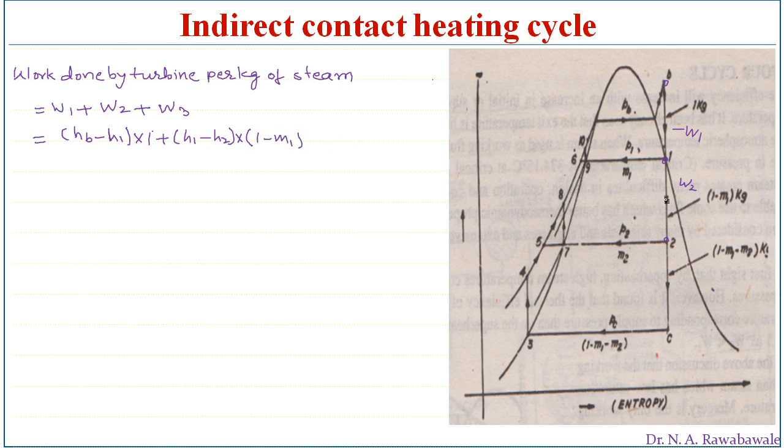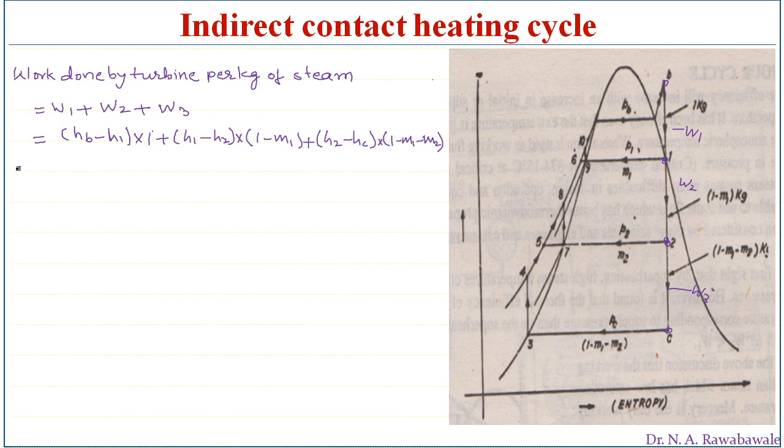M1 kg is taken off, so the rest of the steam is 1 minus M1, because initially we are assuming that 1 kg of steam is expanded. And this is work done 3, obtained by reducing enthalpy of steam from H2 to Hc. So plus H2 minus Hc into 1 minus M1 minus M2 kg of steam expanded. So this is how we obtain the work done, the total work done by the turbine. We can call this the turbine work done.